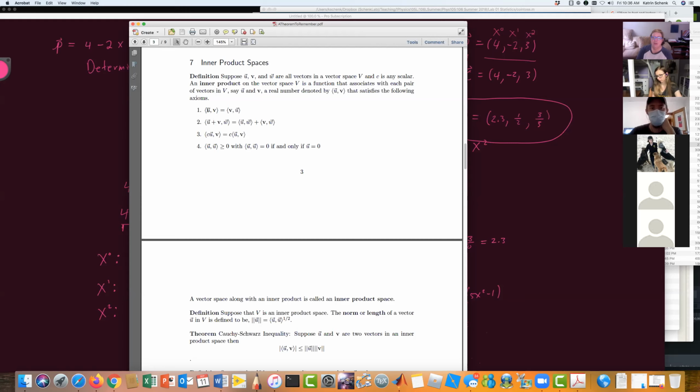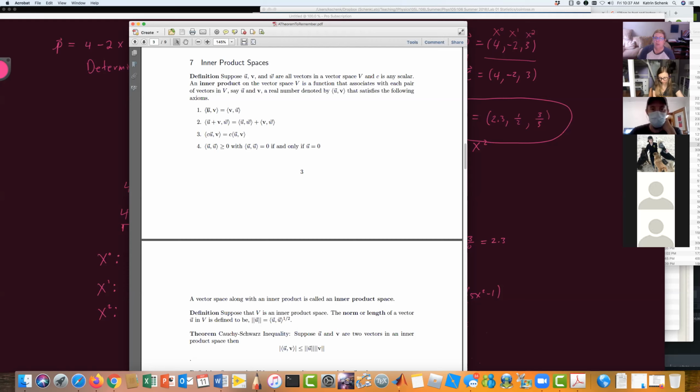u plus v dotted with w has to be distributive, right? In this way, it has to be u dot w plus v dot w. They have to be able to distribute that way. Scalar c needs to be able to be pulled out of the dot product without any problem. So the dot product of c times u with v has to be c times the dot product of u and v.